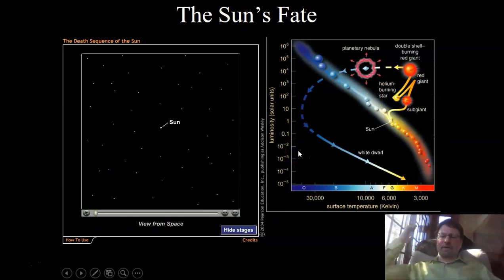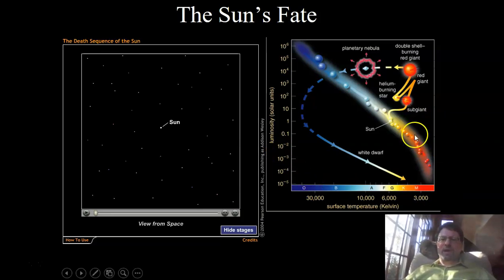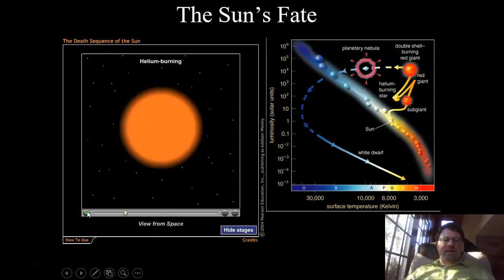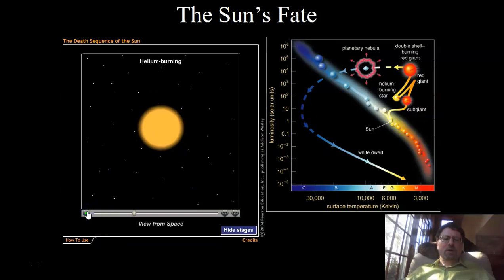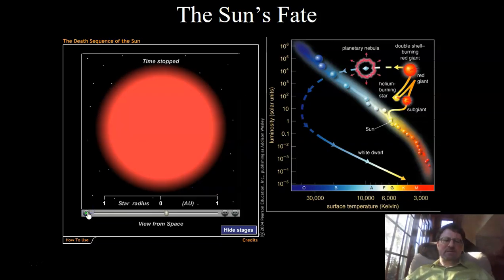So here's a little interactive figure that allows us to see what the stages of the sun will be like over time. We already looked at the Hertzsprung-Russell diagram for a sun-like star, but now we can play this. There's the sun, a typical star in our galaxy. And next, after it leaves the main sequence, it'll go into a hydrogen-burning shell stage. That's the subgiant and red giant branches. Then at the end of the red giant branch, it'll transition to become a helium-burning star after that helium flash. And then after the helium-burning stage, it'll go up the double shell-burning stage as an asymptotic giant branch star.